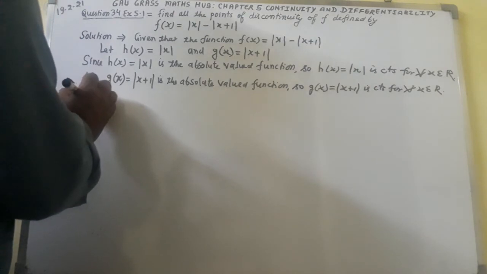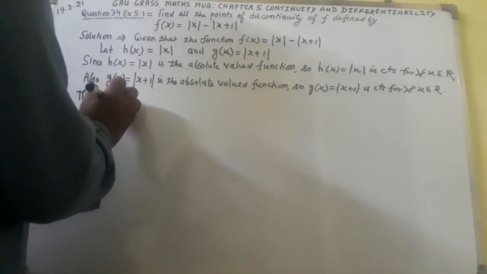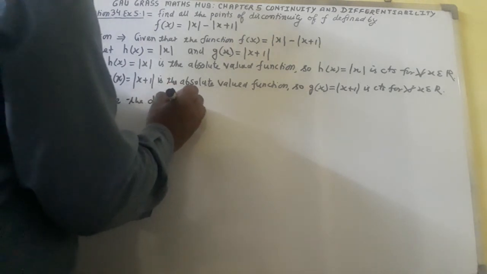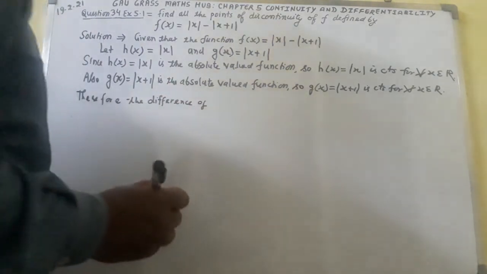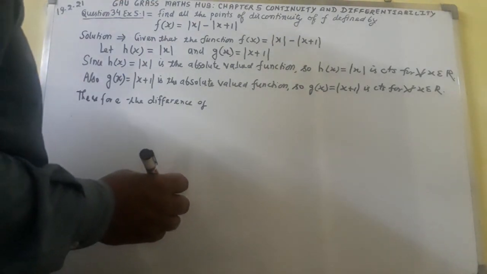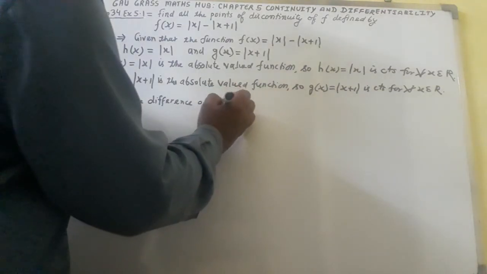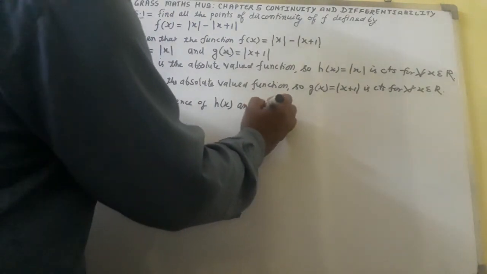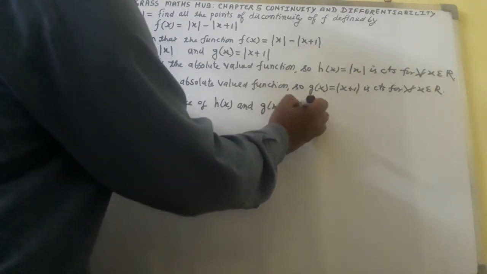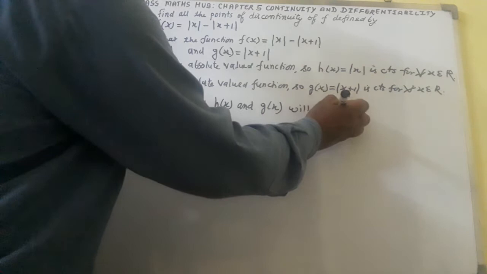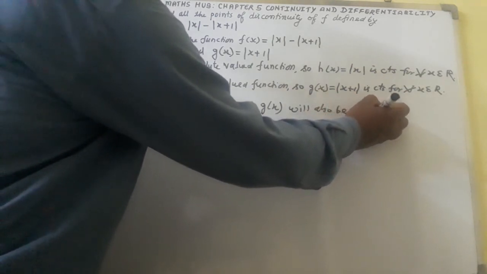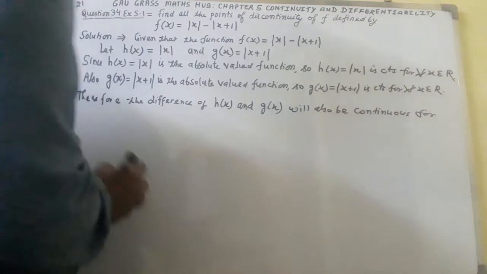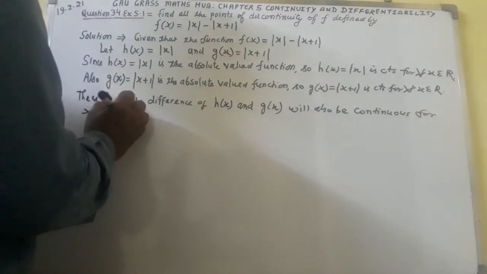Therefore, the difference of h of x and g of x will also be continuous for all x belong to set of real number.